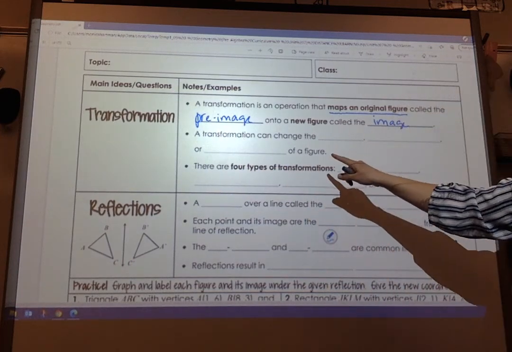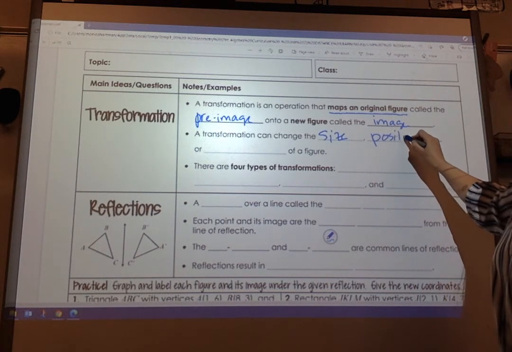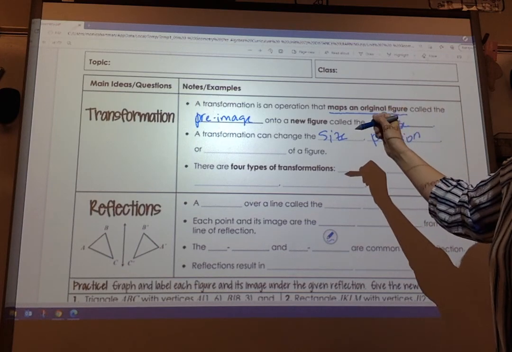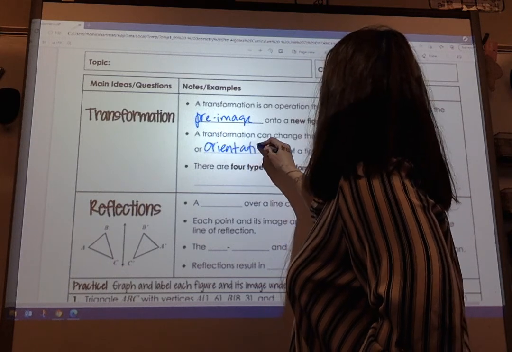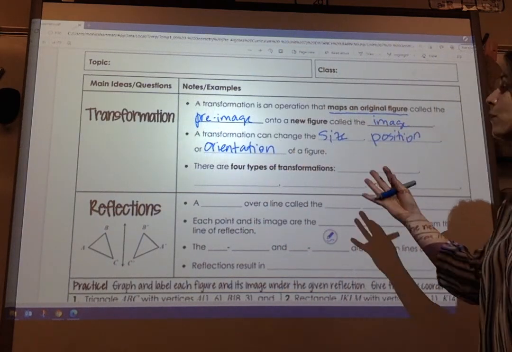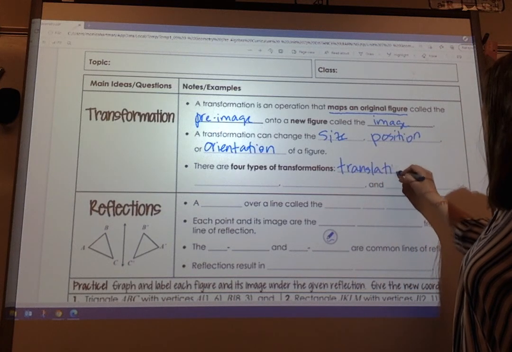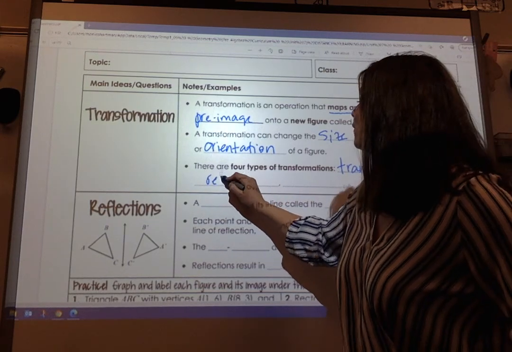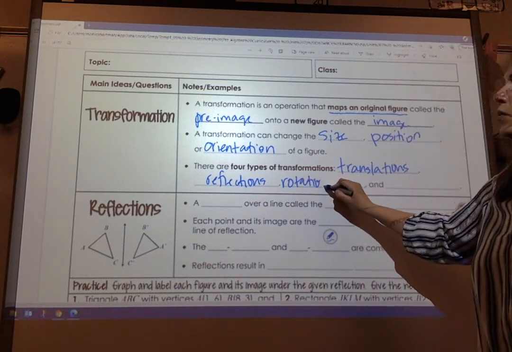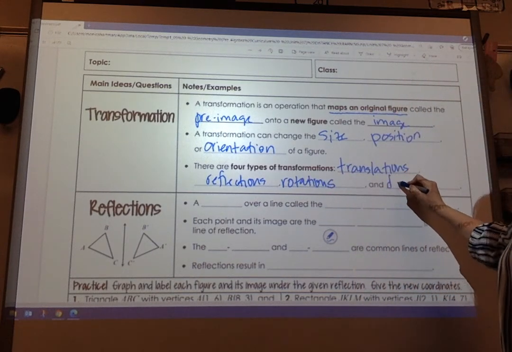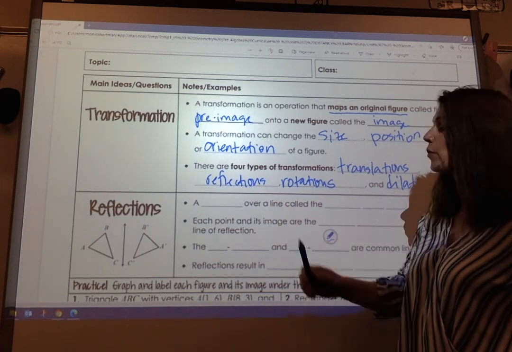A transformation can change the size. It can change the position. And it can change the orientation of a figure. And there's 4 types of transformations. We have translations, reflections, rotations, and dilation. Okay? The one we're going to talk about next is called the reflection.